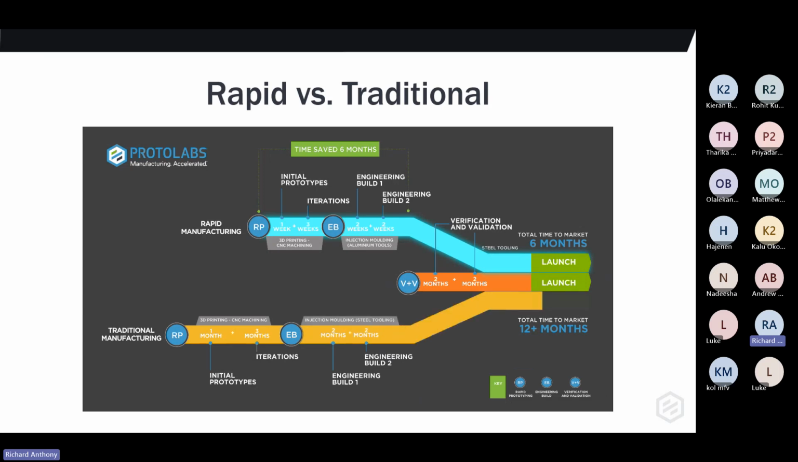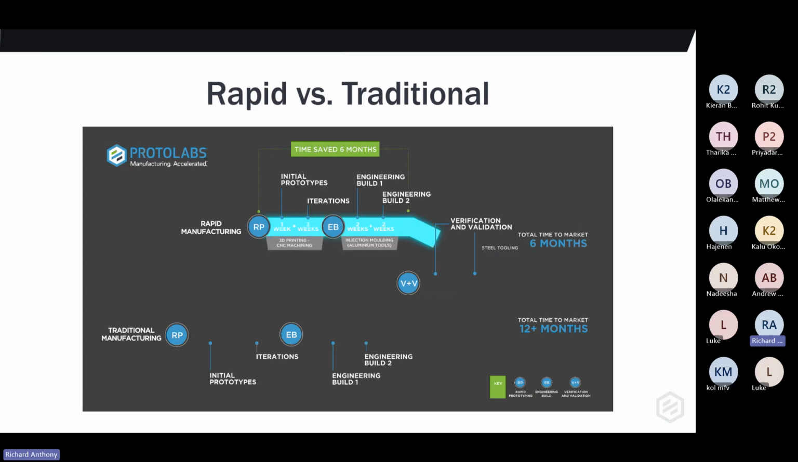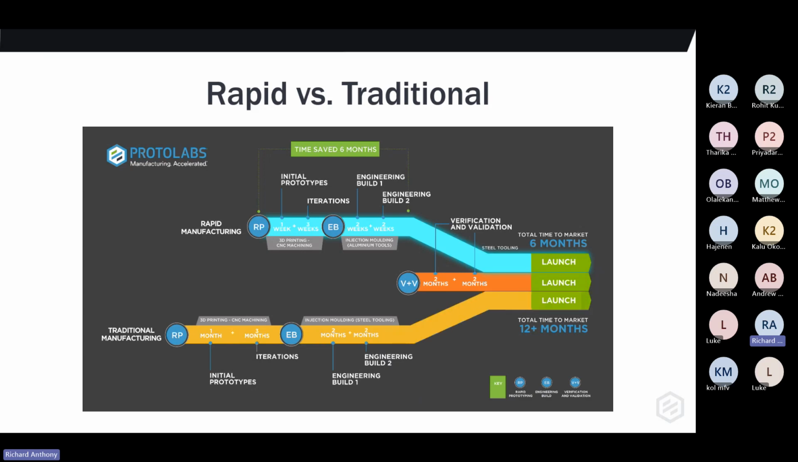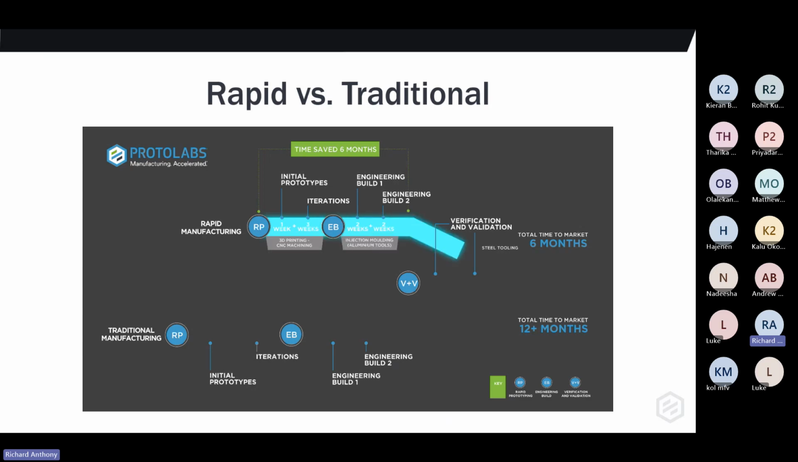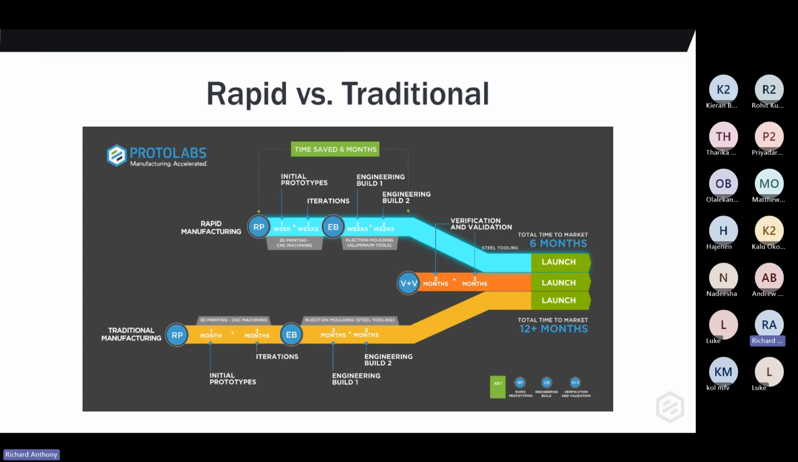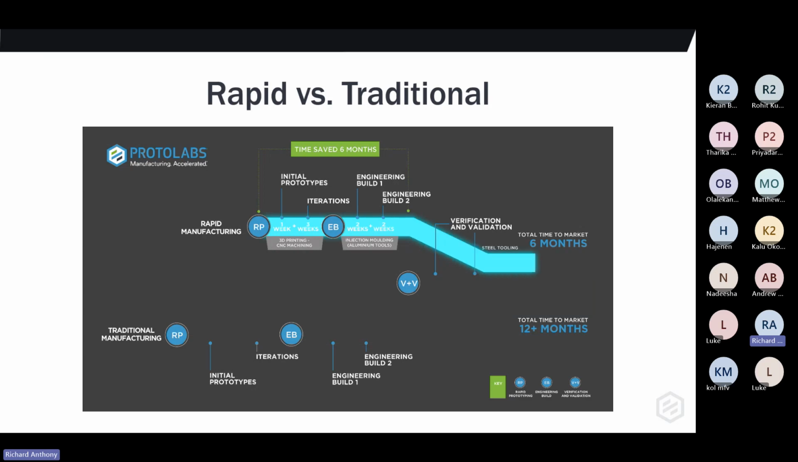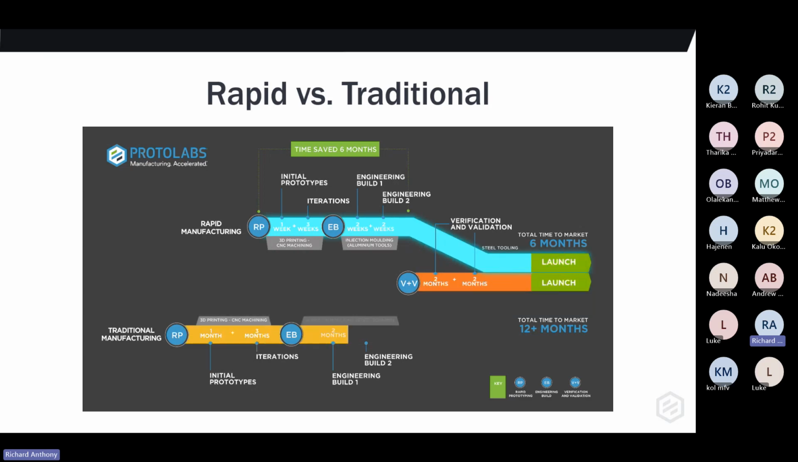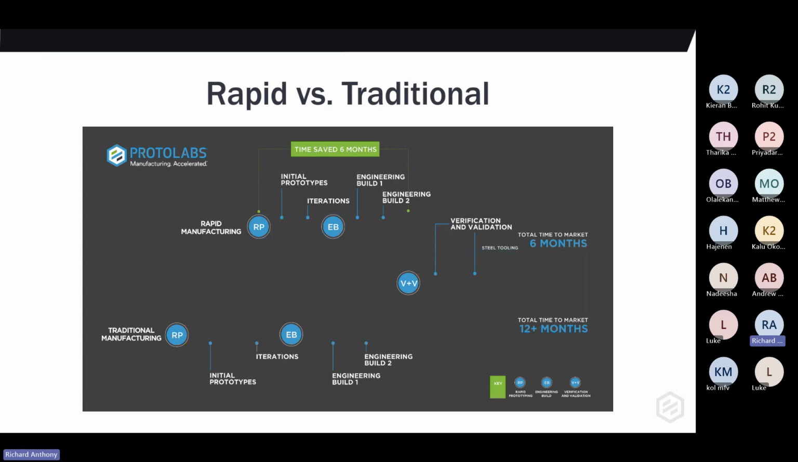So if I look at the bottom line, which is the traditional manufacturing process, you can see here the stages from rapid prototyping to iterations to the builds and then on to validation. All of that obviously takes some time. So what the rapid manufacturing process does, it can take out lots of time from that process. It can compress all of those elements. So from using 3D printing and CNC machining to get those initial prototypes through to a rapid injection molding process that might take a matter of weeks rather than months from a traditional process.